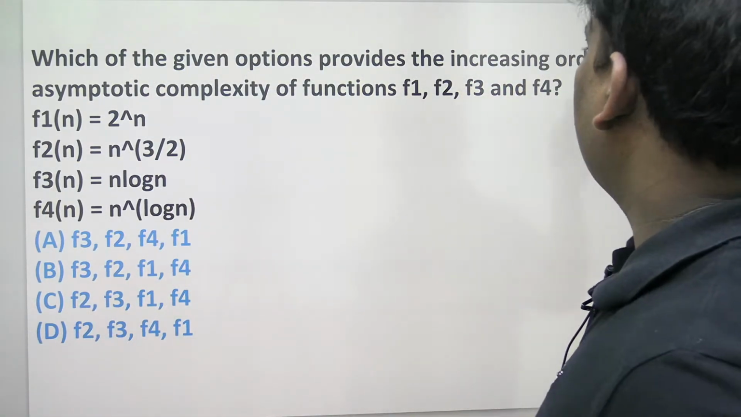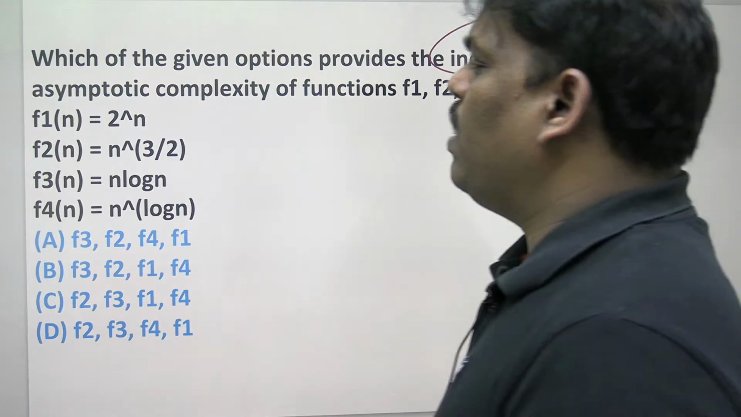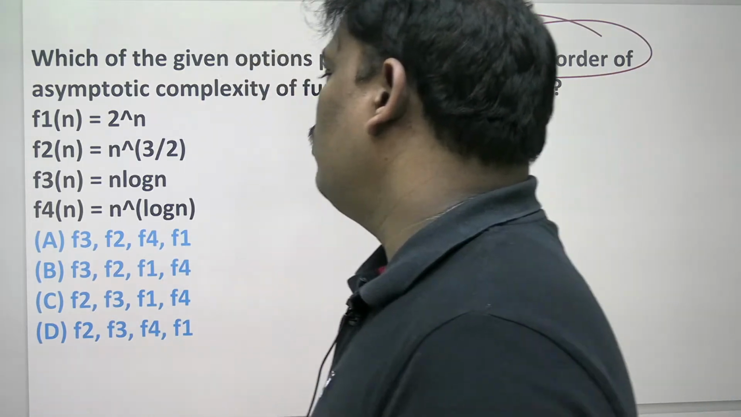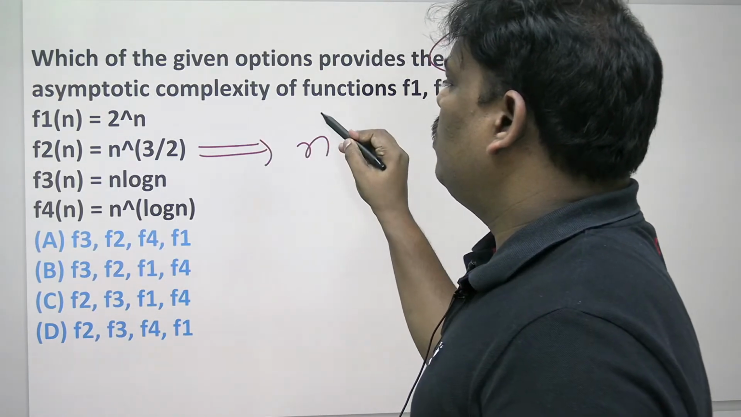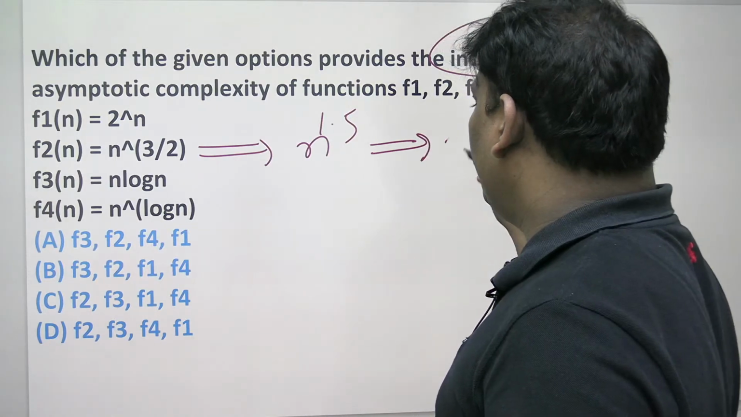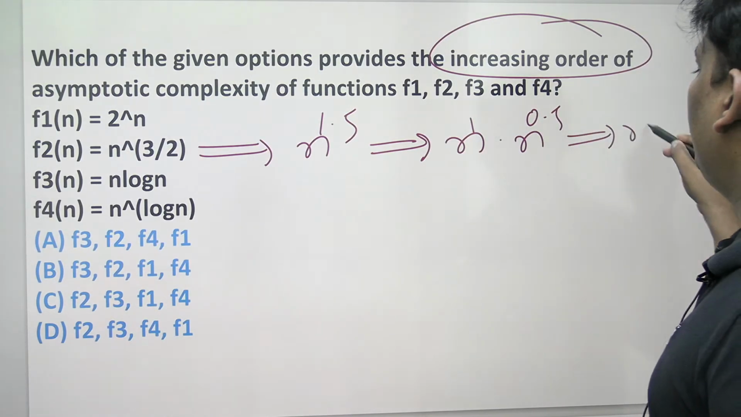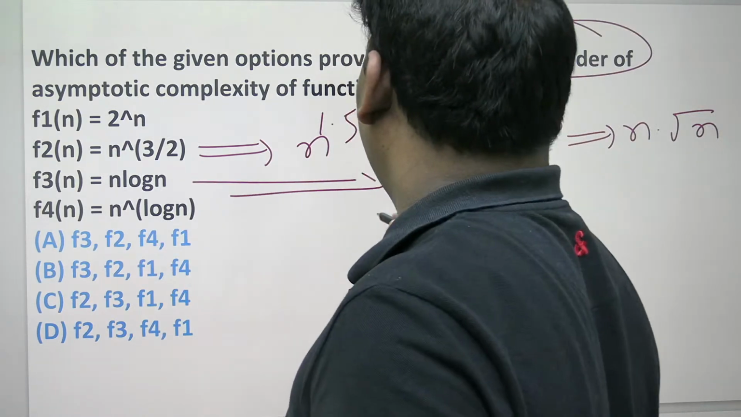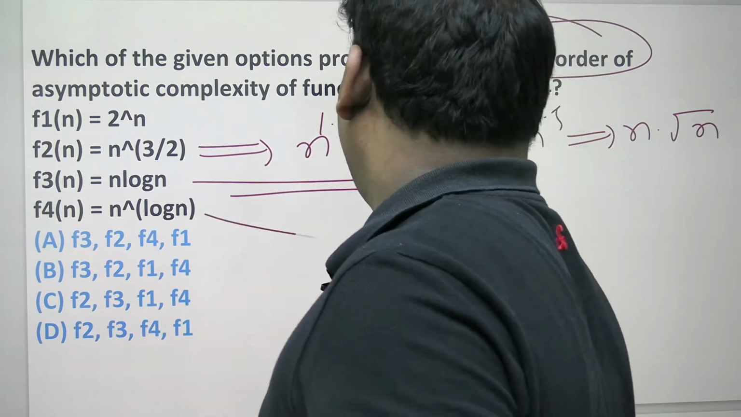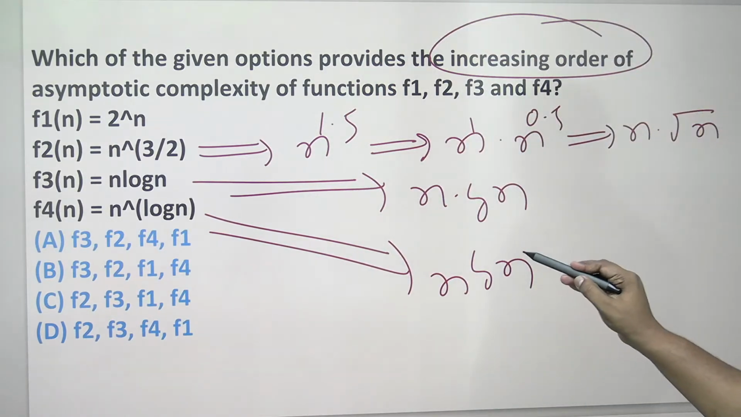Let's try. I think he also wants increasing order again. See, one is 2 power n, one is n power 3 by 2, one is n log n, one is n power log n. Fine. This can be written as n power 1.5, which is n into root n. This is n log n. This is n power log n. So n power log n is bigger than n log n.